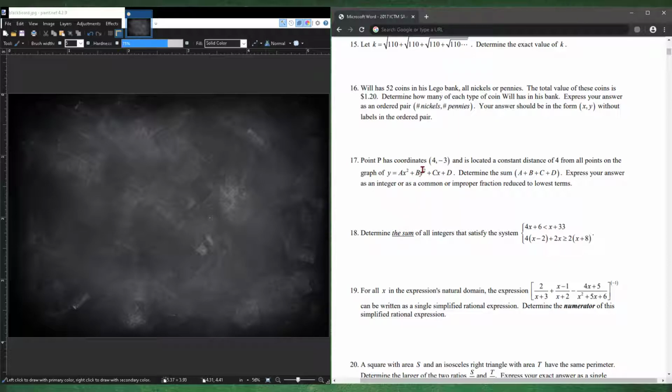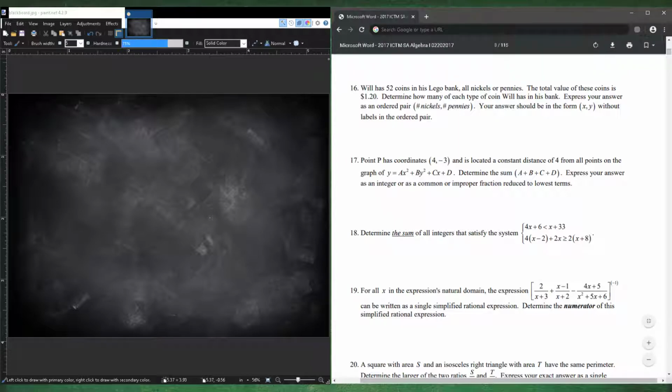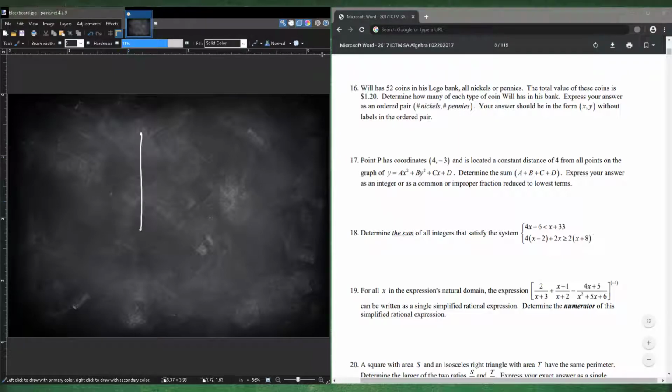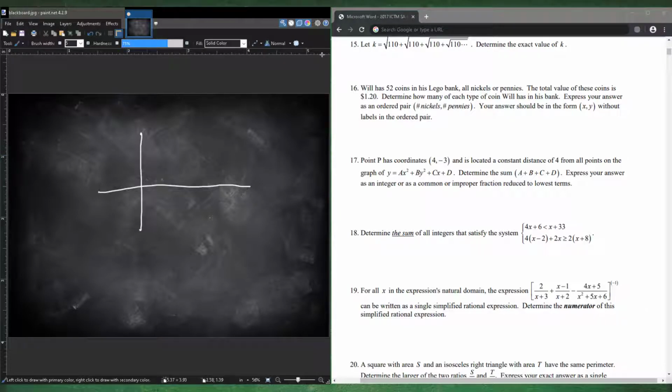Okay, number 17. Point P has coordinates (4, negative 3) and is located at a constant distance of 4 from all the points on the graph of this. Determine the sum A plus B plus C plus D. Oh, sorry, I can't speak today. 4 and negative 3. Maybe because I'm just talking too fast.